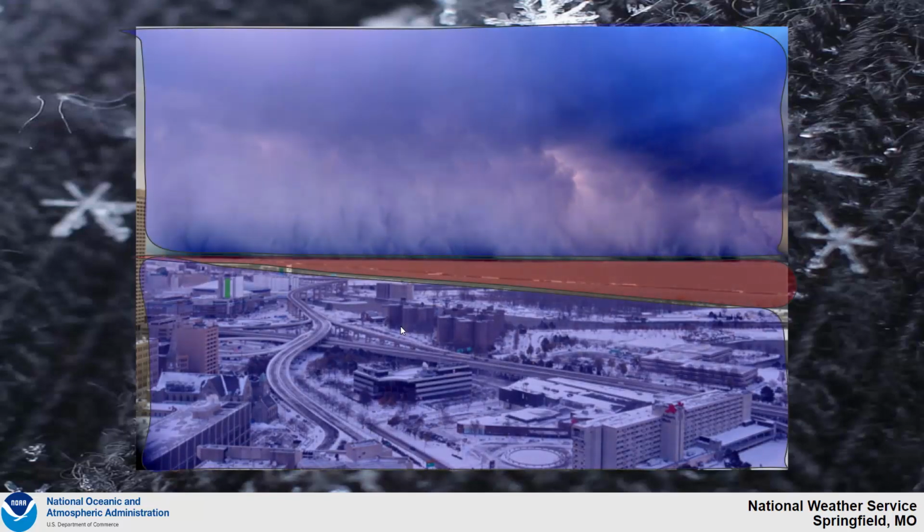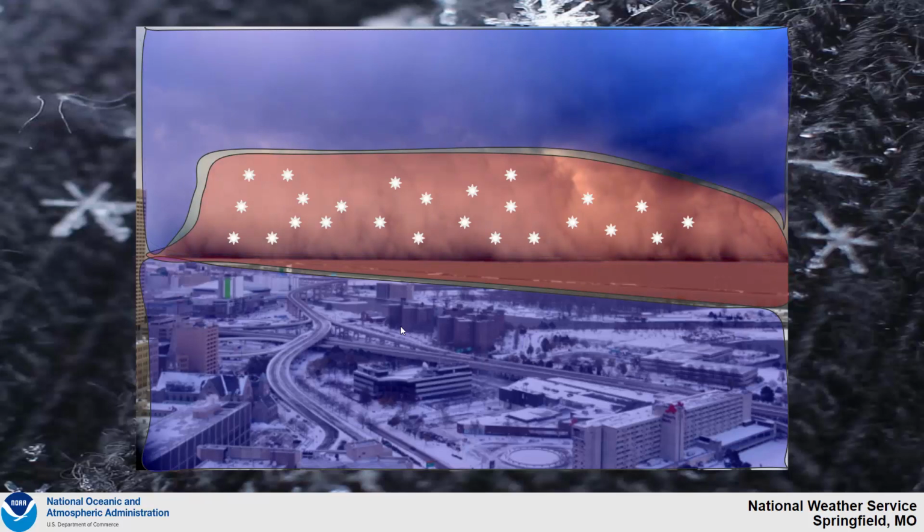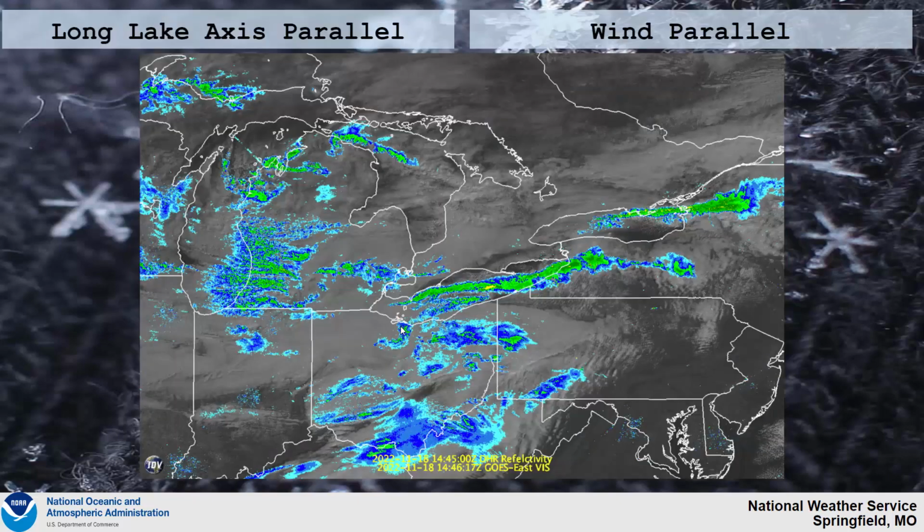So the lake is warmer than the air above and the ground next to it. When the cold air sweeps across the lake, the warm surface water evaporates and rises. As it rises, it cools with the cold air around it and condenses into clouds and falls as snow. So that's how you get lake effect snow in a nutshell. Now that we've got the basics out of the way, let's dive a little bit deeper.